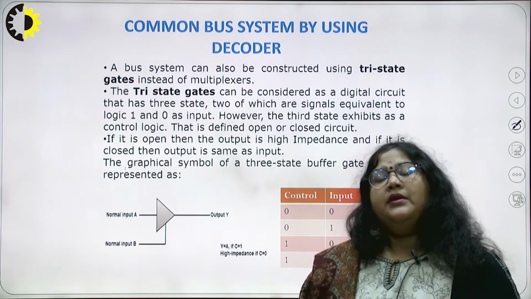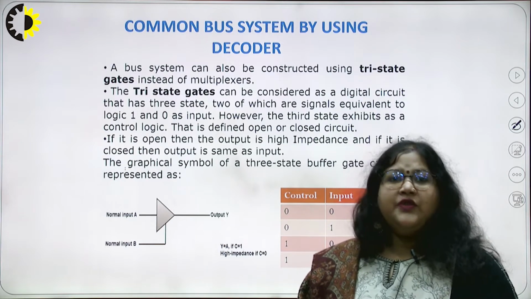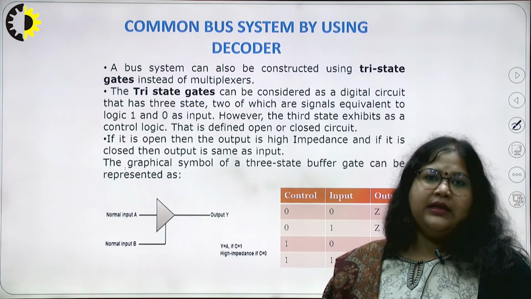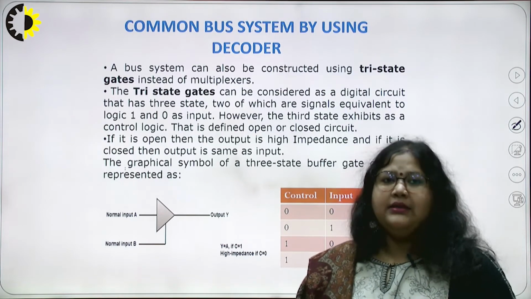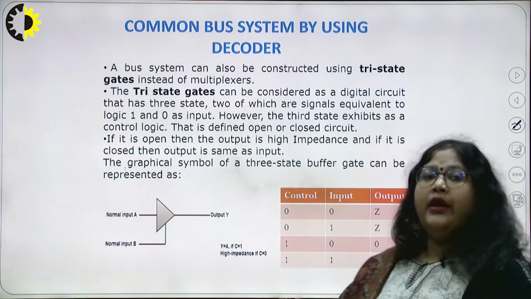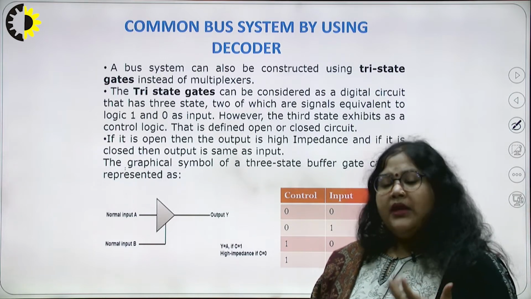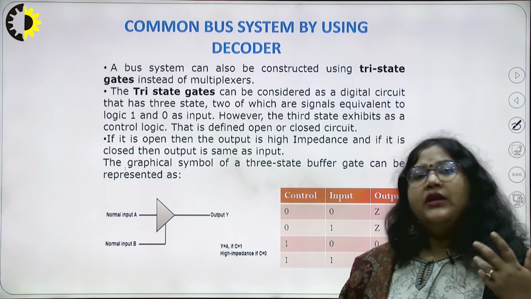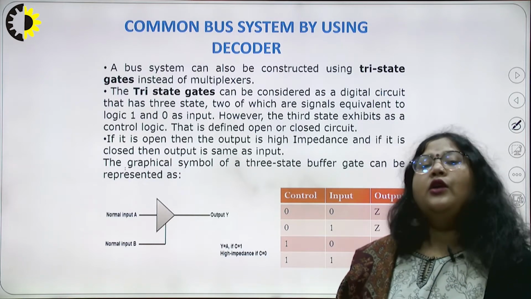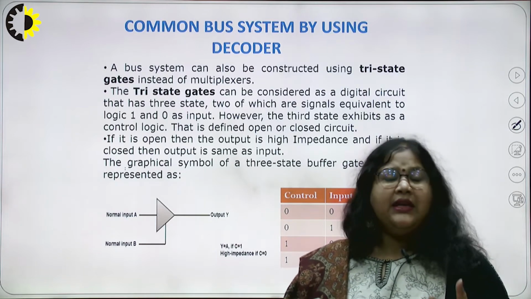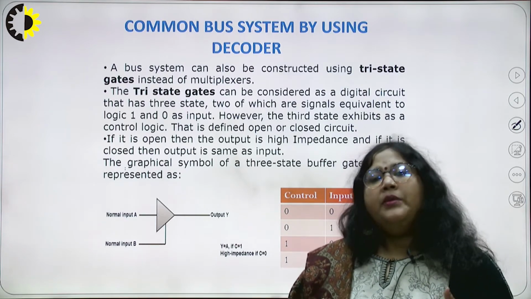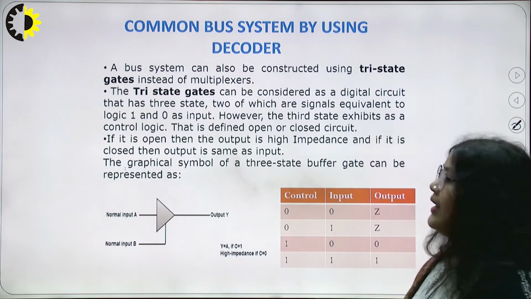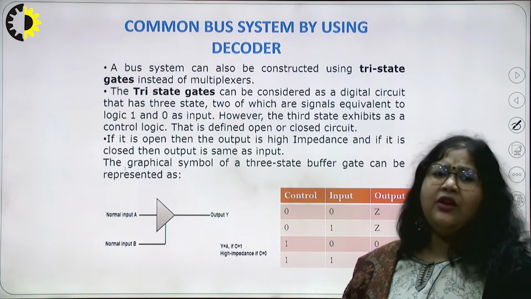So the common bus system is used for transferring data from one place to another with minimum complexity and the minimum desired number of wires. So the complexity of the diagram is reduced. There are basically two methods of common bus system: by using the decoder or the mux. In my previous video, I already explained the common bus system by using the multiplexer, but in this video I explain the common bus system by using the decoder. I already explained the working of the decoder in the previous slide.